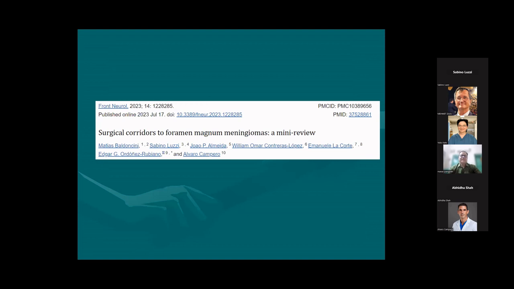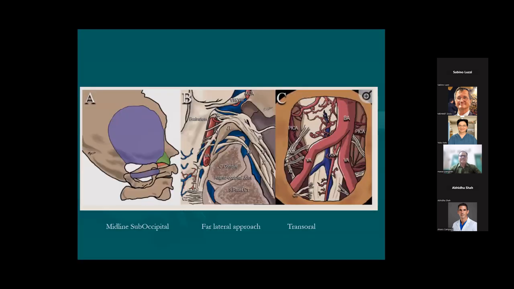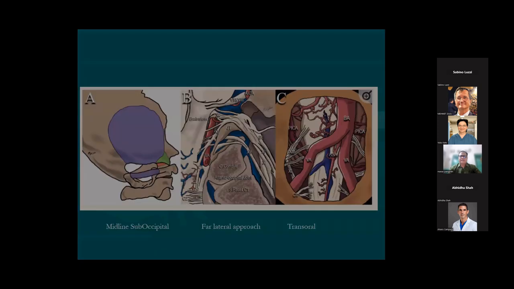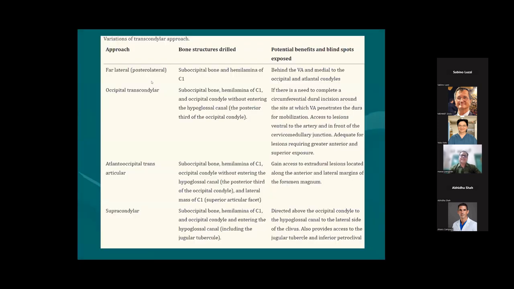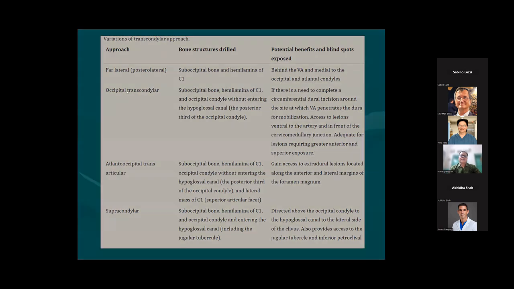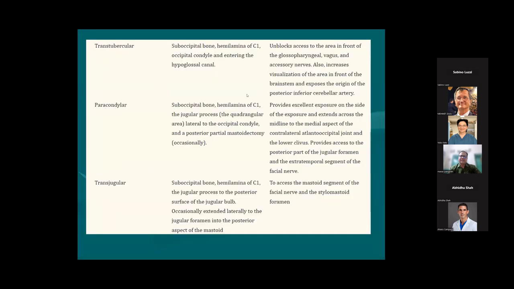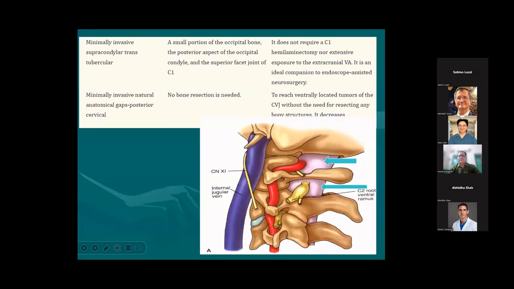Now, a review came in 2023 of the different surgical corridors for foramen magnum tumors. In this, basically, there are three different approaches: one is midline suboccipital, one is the lateral approaches, and one is the ventral or transoral approach. Now, there are many variations of the posterolateral approach, like occipital, transcondylar, supracondylar, transjugular process, transtubercular, paracondylar, and some people have done it by preserving the bone, without doing a laminectomy or a suboccipital craniectomy. They work in between the laminae to preserve the bone and take out the tumor.